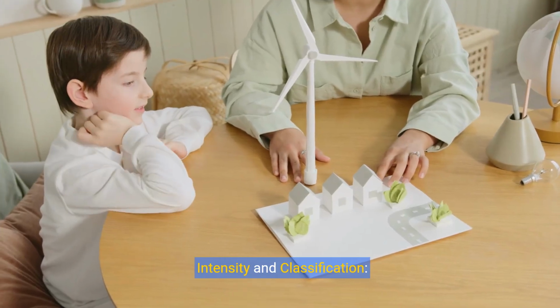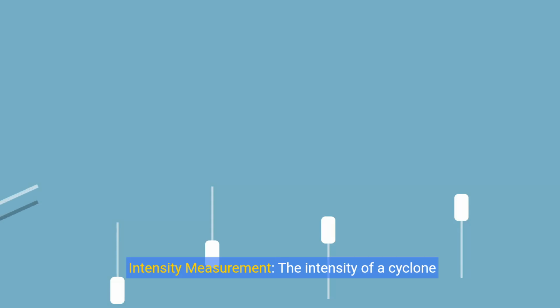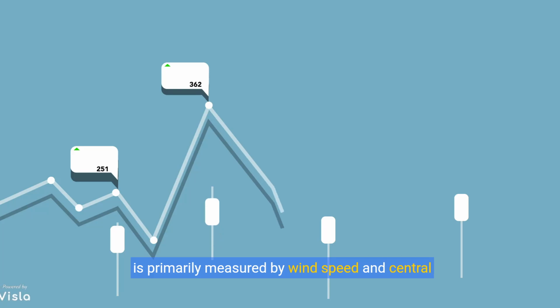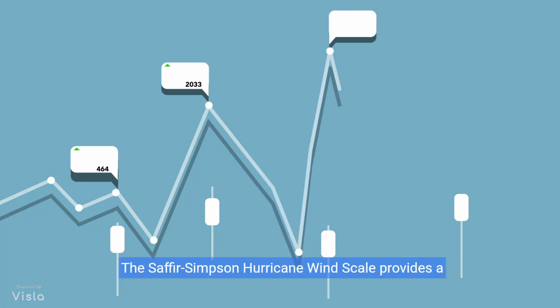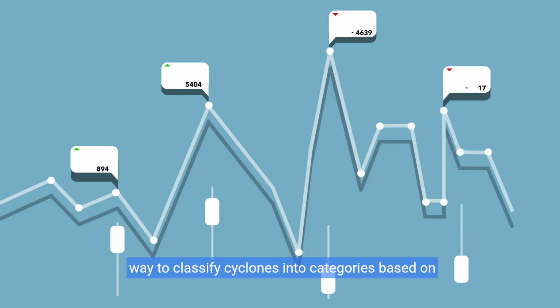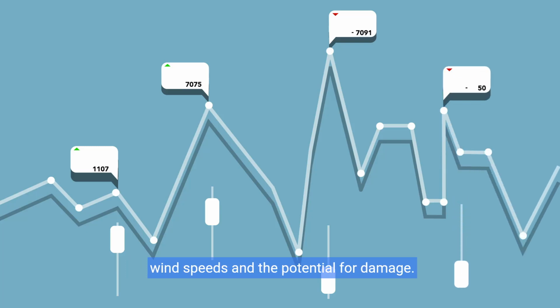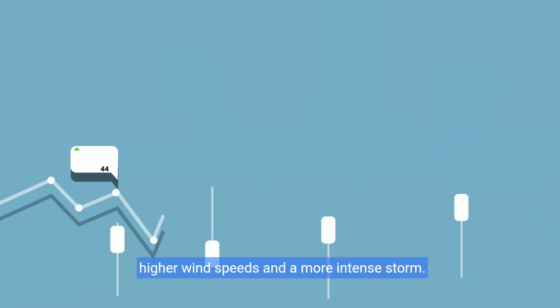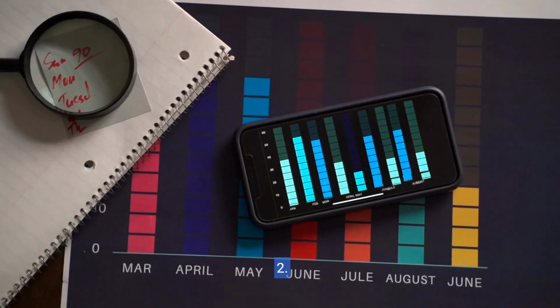Intensity and classification. 1. Intensity measurement. The intensity of a cyclone is primarily measured by wind speed and central pressure. The Saffir-Simpson hurricane wind scale provides a way to classify cyclones into categories based on wind speeds and the potential for damage. Lower central pressure generally correlates with higher wind speeds and a more intense storm.